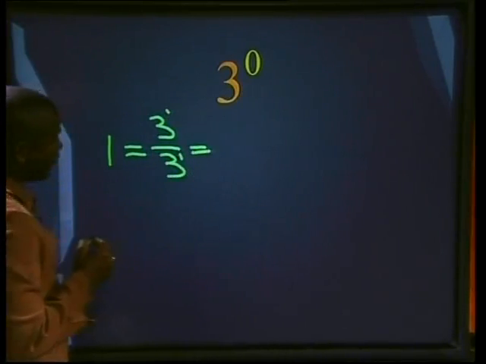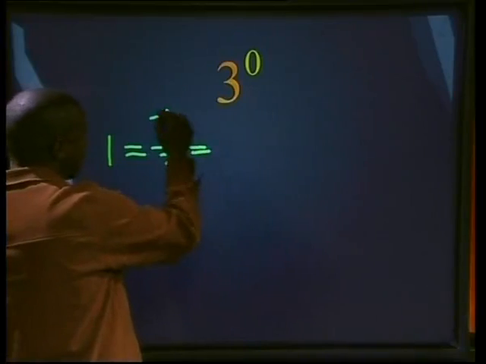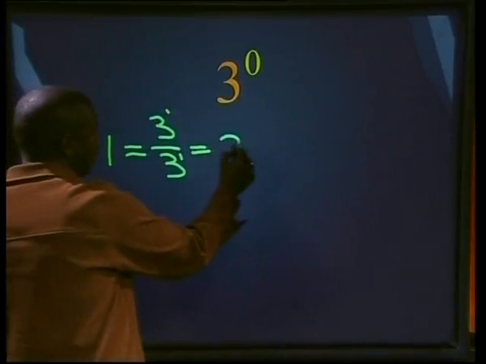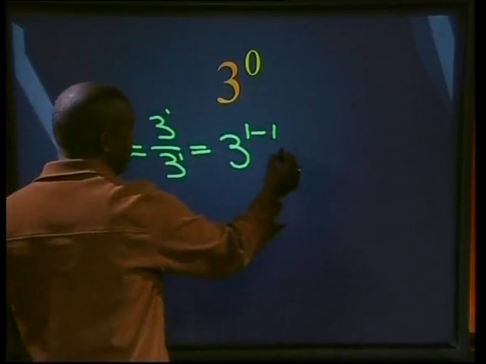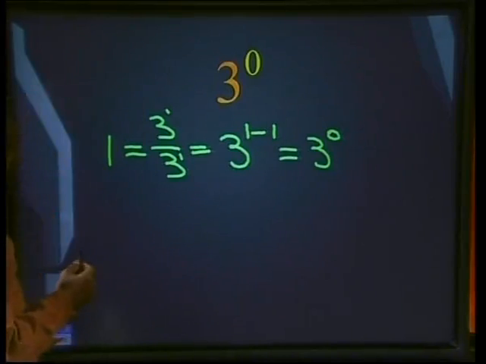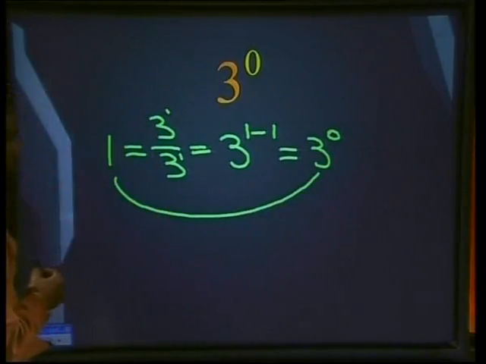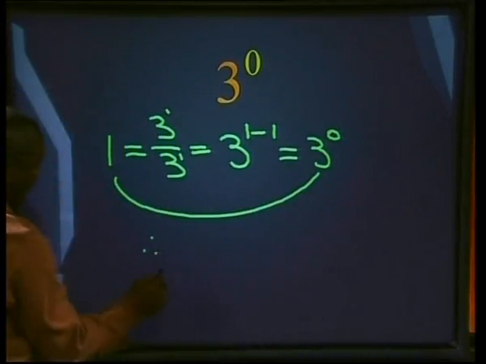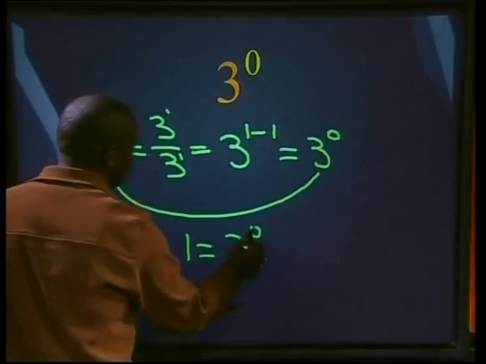Let's apply our laws. Law of division. When we're dividing, we said we can subtract our exponents. Therefore, that will be the same as 3 to the power 1, take away 1, which gives us 3 to the power of 0. Now, let's look at this. 1 is the same as 3 to the power of 0. That means we can conclude and say 1 will be equals to 3 to the power of 0.